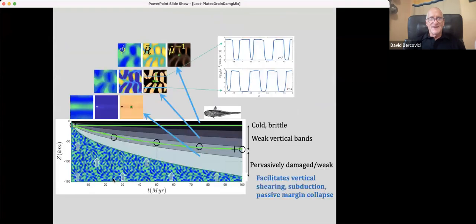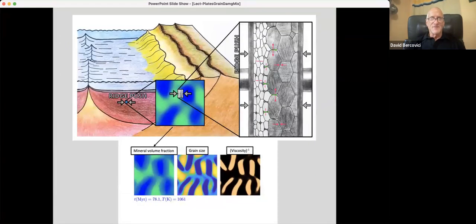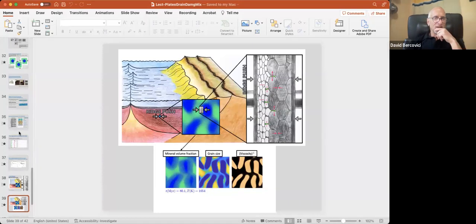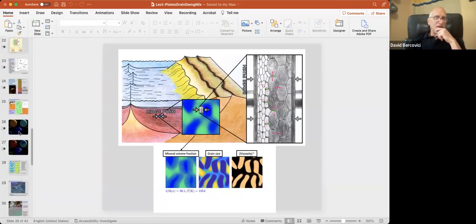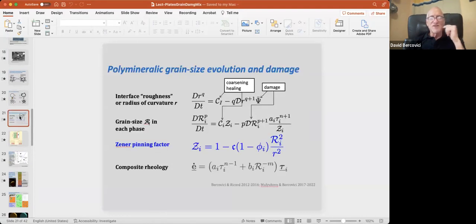Let's see if I can find it. Here we go. Okay, I'm not sure how useful it is to actually see the equation. Okay, so no, they're not empirical.